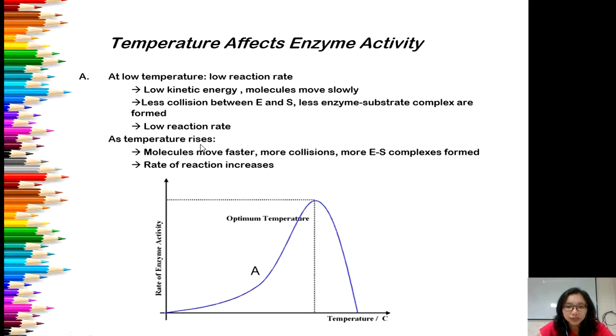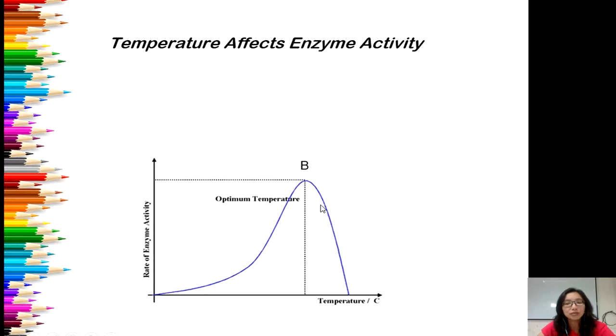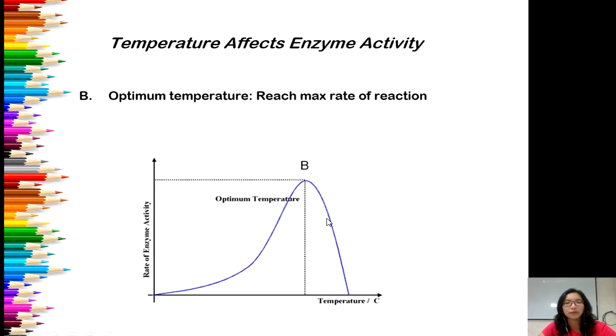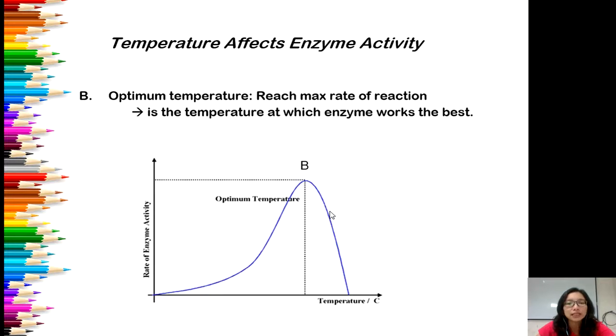But as the temperature rises over here, so does the kinetic energy of enzyme and substrate. Because they have more kinetic energy, they collide more frequently, and then there are more enzyme-substrate complexes in the mixture. That's why the rate of reaction increases until it reaches B, the optimum temperature. The optimum temperature is the temperature at which the enzyme works best, so this is where the maximum rate of reaction is reached.